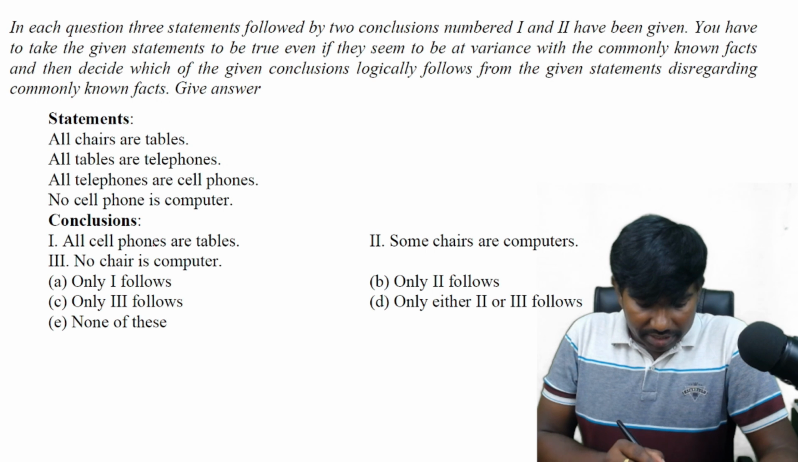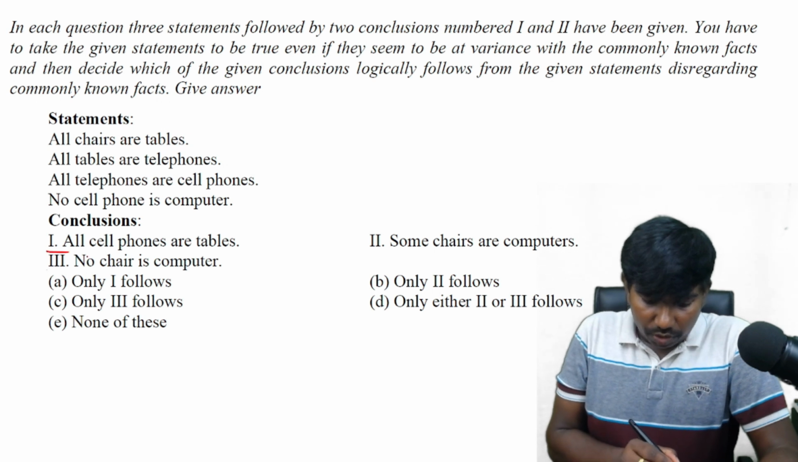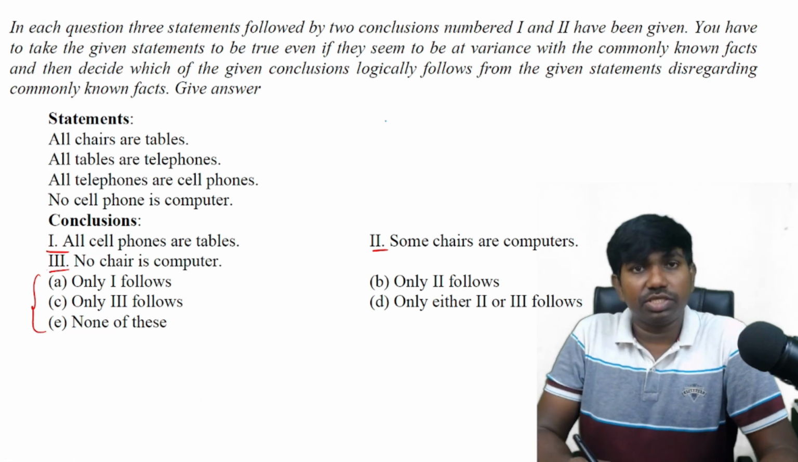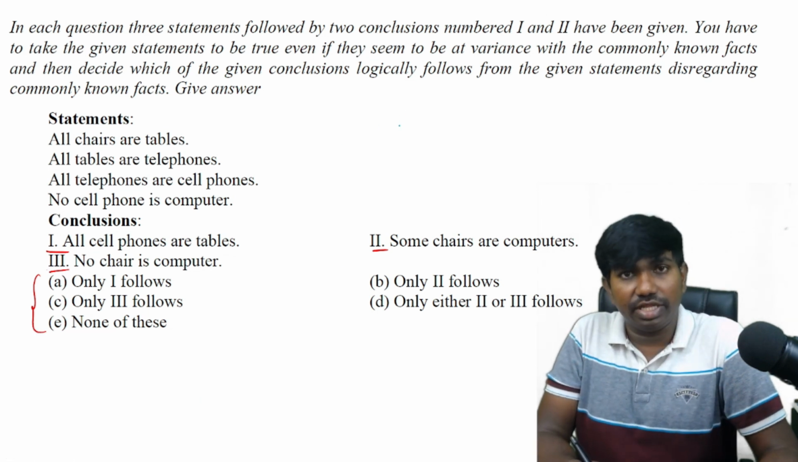Next one. Here more than 2 conclusions are given: conclusion 1, 2 and 3. That's why options are given separately. Again the same approach. You try to solve the question first and then see the solution.